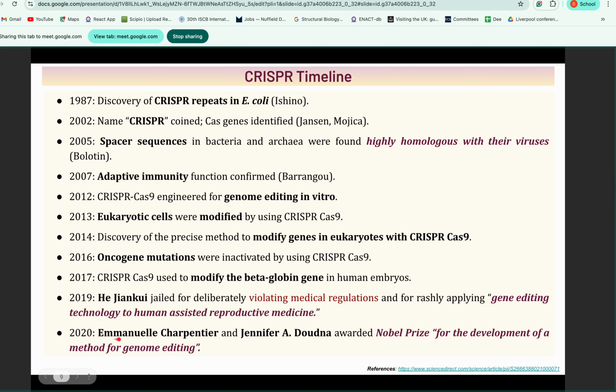In 2020, Emmanuelle Charpentier and Jennifer A. Doudna were awarded the Nobel Prize for the development of a method for genome editing. They have shown how the CRISPR-Cas9 system can be used for genome editing. So they were awarded the Nobel Prize in 2020.